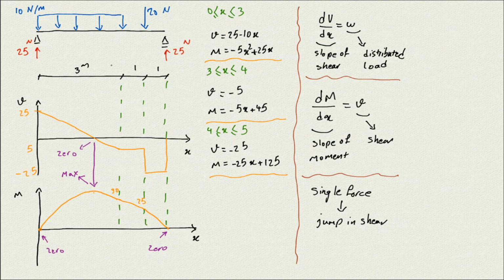If you had a single moment anywhere on the beam, you would see a jump on the moment diagram as well. These are some of the points that we can use when we are drawing. It helps us, at least sometimes when we get more comfortable, to draw, and also to double check and make sure that what we drew was right, or that we haven't made any mistake in our drawing.